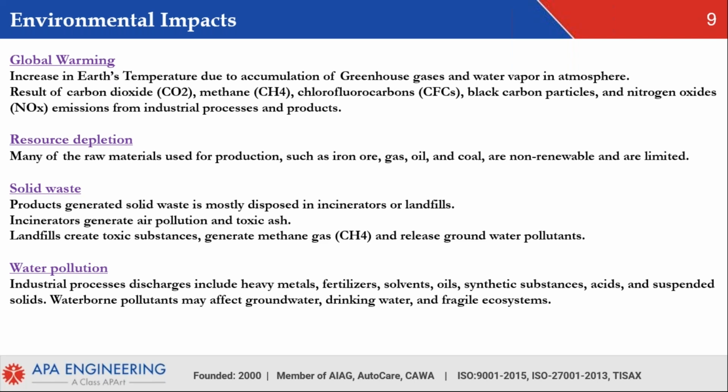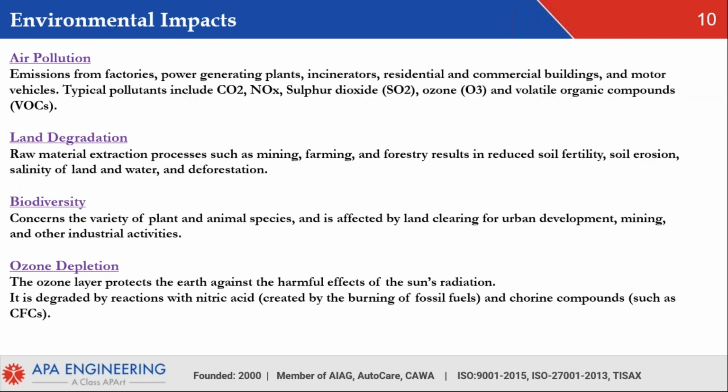Water pollution. Water pollution is most commonly caused by discharges from industrial processes, which can include heavy metals, fertilizers, solvents, oils, synthetic substances, acids, and suspended solids. Waterborne pollutants have the potential to harm groundwater, drinking water, and fragile ecosystems. Air pollution. Emissions from factories, power plants, incinerators, residential and commercial buildings, as well as motor vehicles are all sources of air pollution. CO2, oxides of nitrogen, sulfur dioxide, ozone, and VOCs are examples of common pollutants.